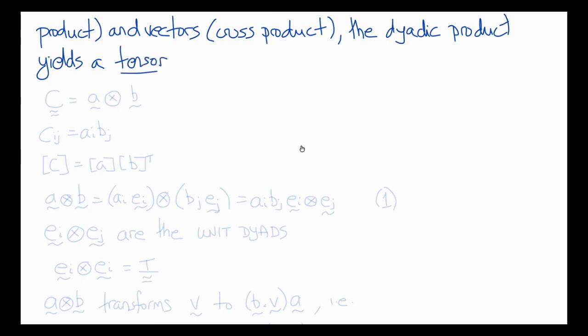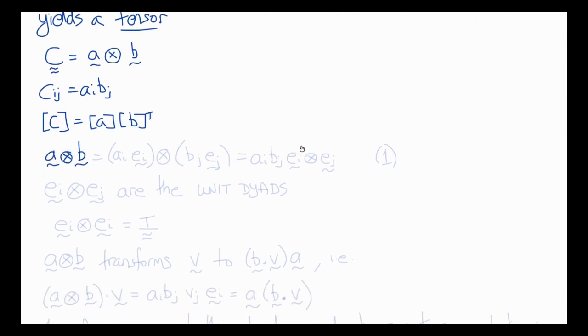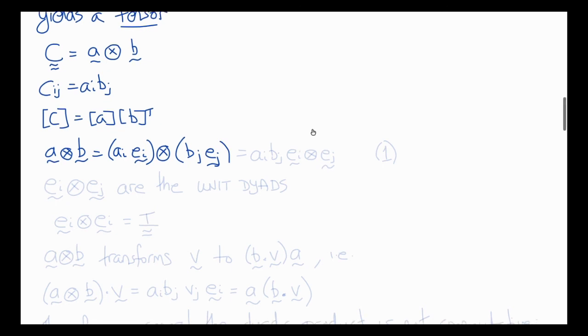So here, the tensor C, the rank 2 tensor C, is equal to the dyadic product of the vector A dyadic B. In index notation, this would be C_ij equals A_i B_j, or in matrix notation, C equals A times B transpose. In other words, a 3x1 matrix by a 1x3 matrix gives a 3x3 matrix. So we could write this as A dyadic B equals A_i e_i dyadic B_j e_j, which would then be A_i B_j times e_i dyadic e_j.